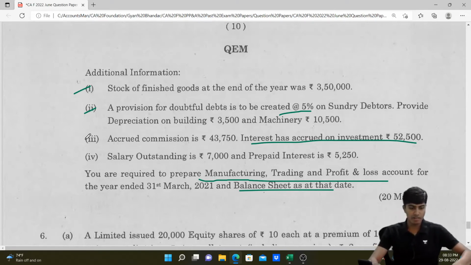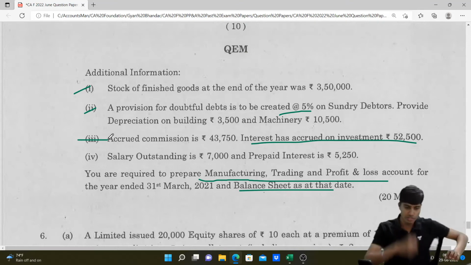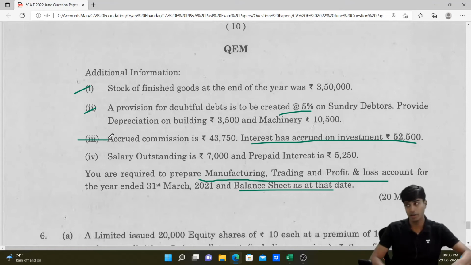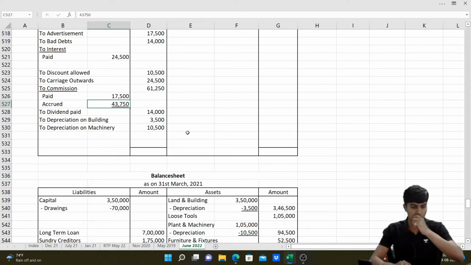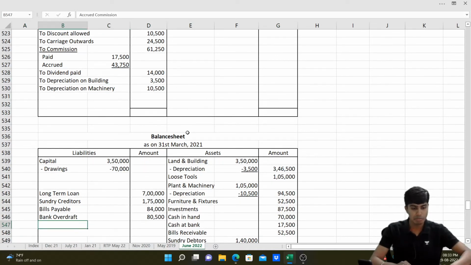Then after that we have accrued commission of 43,750. This commission is due to be paid but not paid. So it will be expense as well as liability. So wherever I've written commission here, I'll add here accrued and write 43,750. Total commission becoming 61,250. And this 43,750 is outstanding commission expense liability. I'll write in my balance sheet as accrued commission 43,750 rupees.